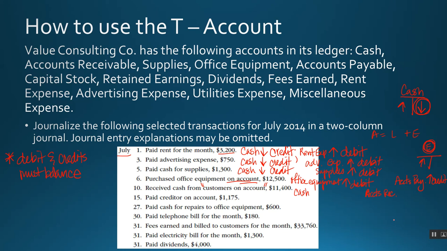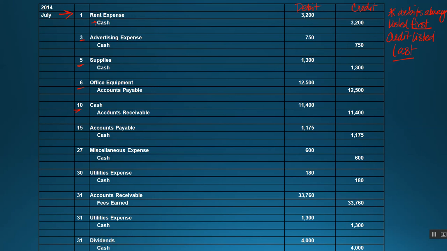Is your cash in your business increasing or decreasing? Well, it's increasing because they paid us. The customer paid us. What about accounts receivable? It's decreasing. Why? Because the customer paid you and they no longer owe you $11,400. So cash is an asset. Assets increase on the debit side. Accounts receivable is also an asset, but it's decreasing, and that decreases on the credit side. And so thus we put in the date. We list the account that's being debited first, the account that's being credited last, and the value that they're increasing and decreasing by.